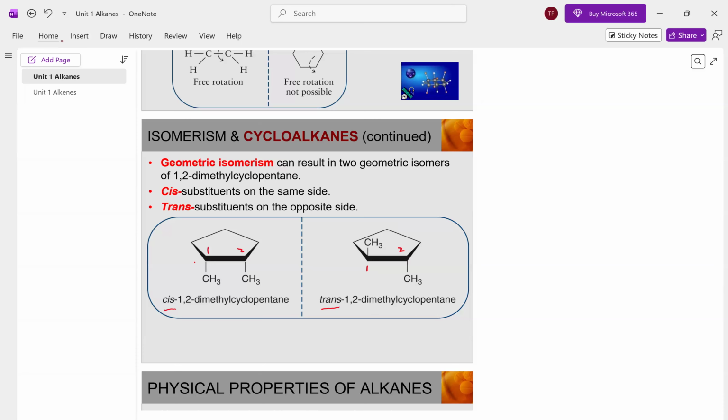So, what's different about these two? I have a question, I'm sorry. Where does the di from the dimethyl cyclopentane come from? The DI, the prefix? Di means two. Two methyl branches, yeah.